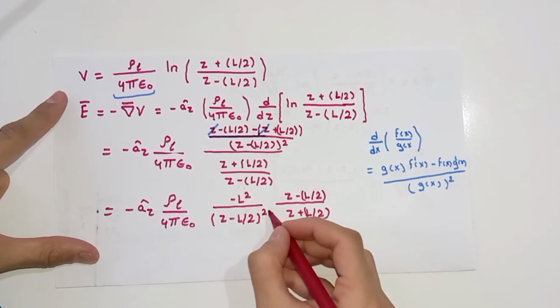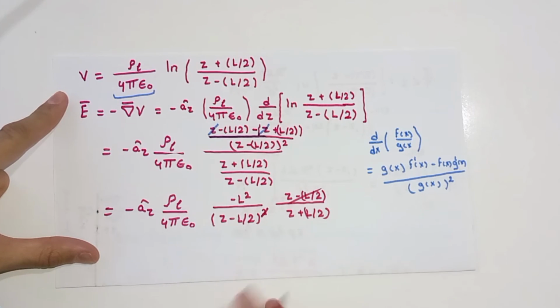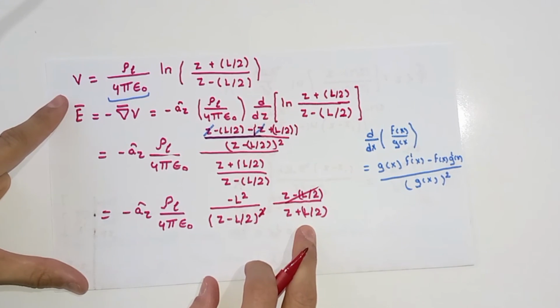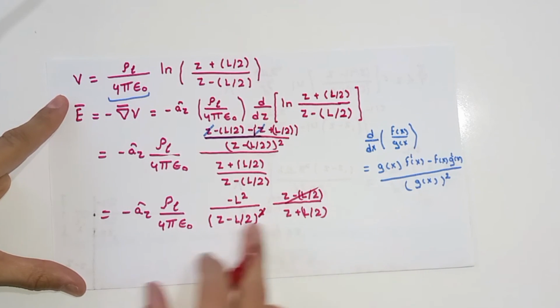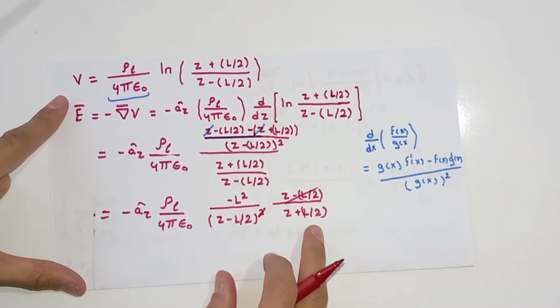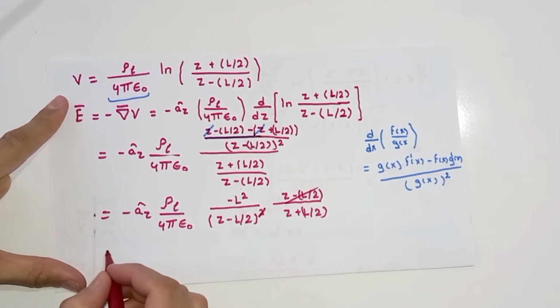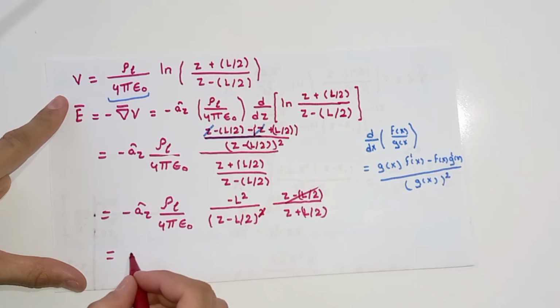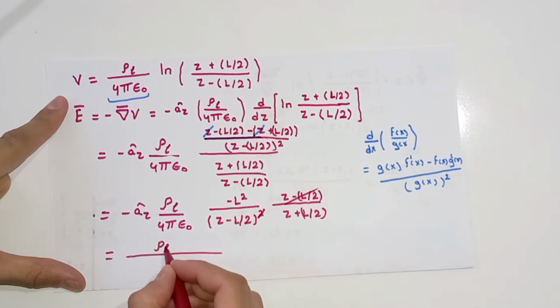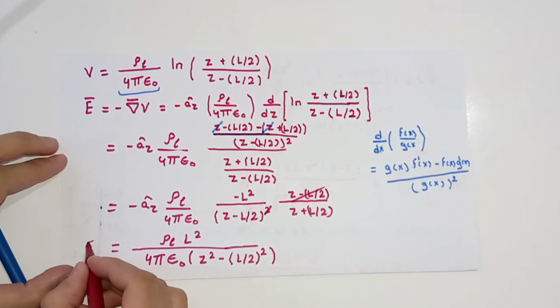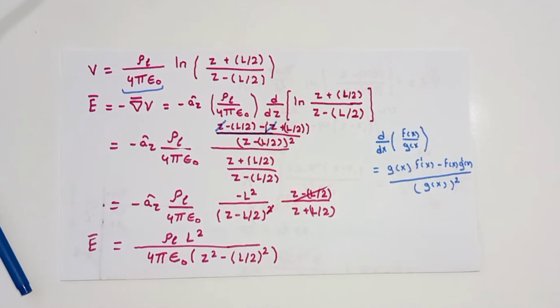The power of this is going to be eliminated with this. The product of these two terms will yield the difference of the squares of the two terms, which gives z squared minus L over 2 squared. And the minus sign is going to be eliminated, so the final answer is this, and this is the final equation, the electric field on the axis of the line charge.